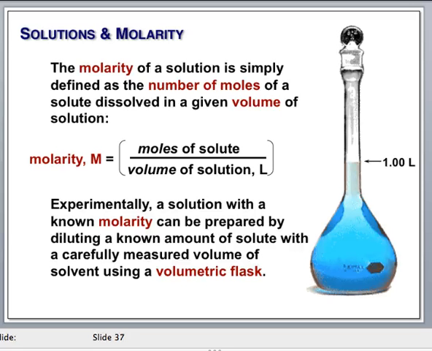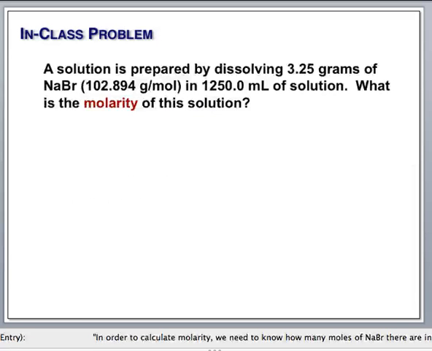Now, you know, when we did reactions, we did double displacements, for example. Those are reactions that occur in solution, aren't they? Stoichiometry applies for those. We balanced all those equations. Using the concept of molarity, we can take solutions of known concentration and do quantitative reactions. Let's see how we do this. Let's say I take 3.25 grams of sodium bromide and I dissolve it. So our total volume of solution is 1,250 milliliters. What is the molarity of my solution?